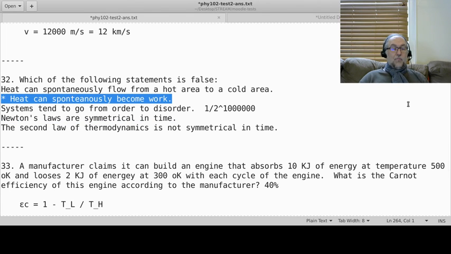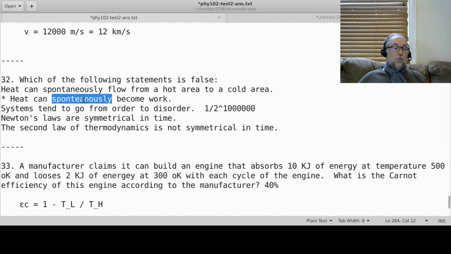Heat can spontaneously become work, and that's correct. That one's false. Okay, so that's the correct answer. It's false, because if that could happen, the room that you're in right now has a lot of heat. Could you imagine that heat suddenly lifting things up? That's what work is, like when you lift something off the ground or off the top of your table, that's work. Could you imagine the heat in the room, the heat in the air, lifting things up and moving them around? I mean, be bizarre. So this just does not happen.